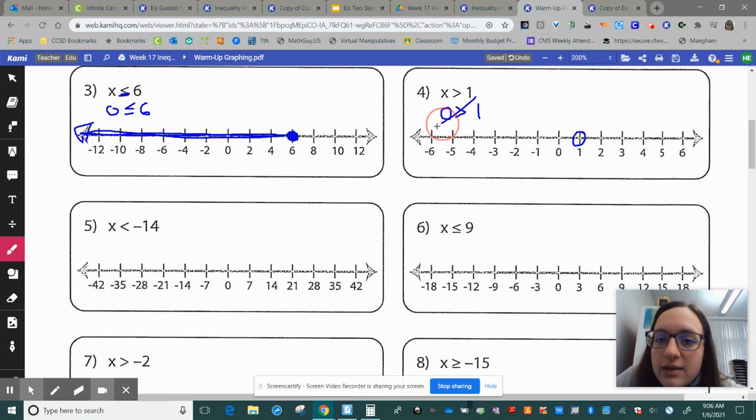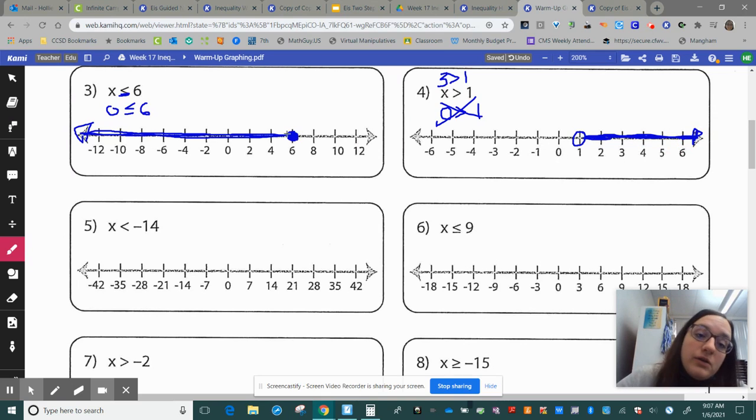So let's see if we can make something that's true. Let's plug in 3. Is 3 greater than 1? Yes. Is 5 greater than 1? Yes. All of these numbers over here to the right are greater than 1. So I usually check 0. And then if it's true, I color the side with 0. If it's not true, I color the other side. But it's always good to check just in case to see if the other side works as well. So that's where we're going there.